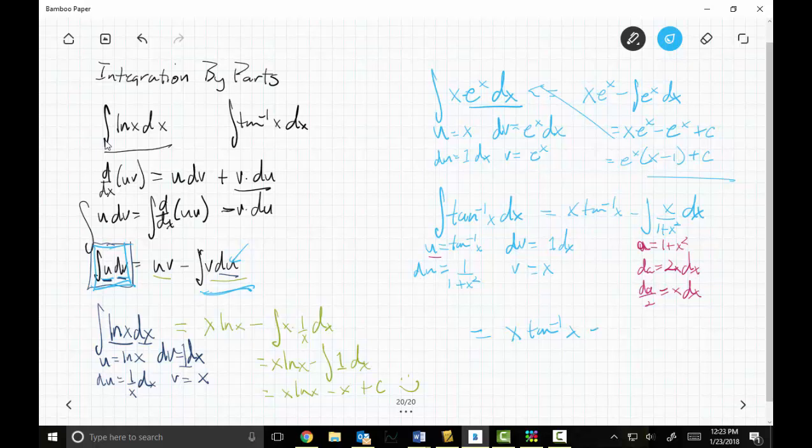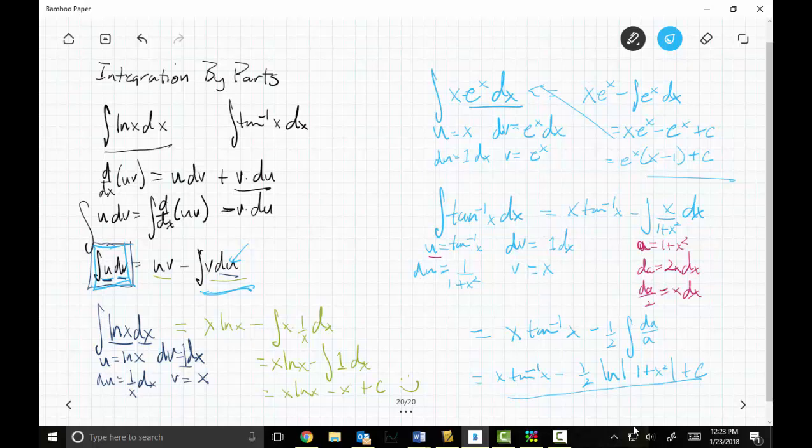All right, minus, now this 1/2 sits out here, and I end up with dA over a, right? So this turns into x inverse tan of x minus 1/2. I know that this is the natural log of the absolute value of a, but I'm not going to bore you, so I'm going to call this the natural log of the absolute value of 1 plus x squared plus c. I'm done.